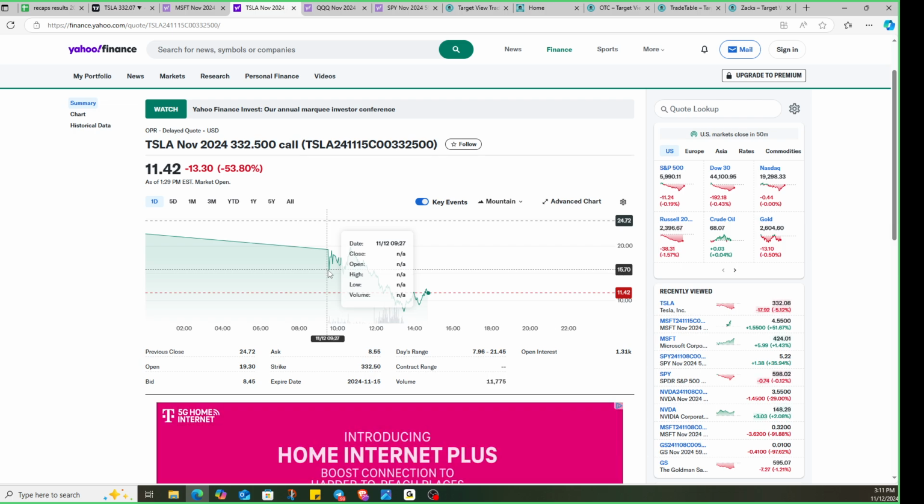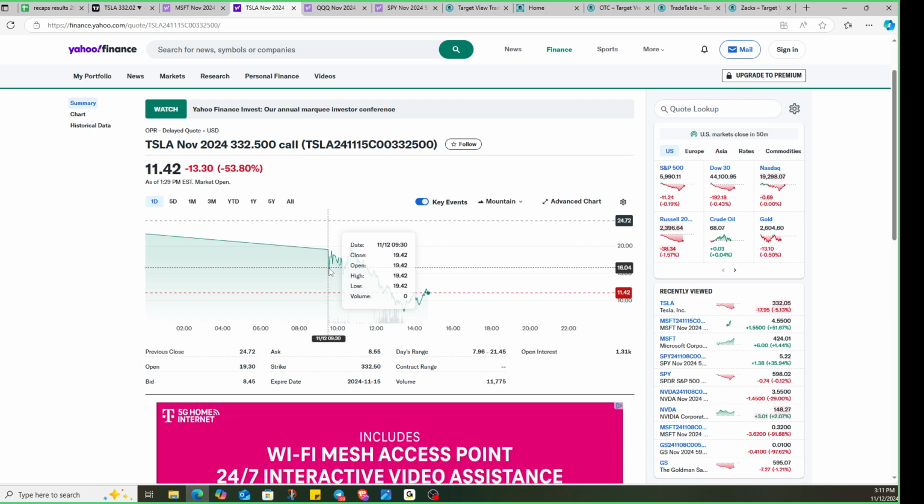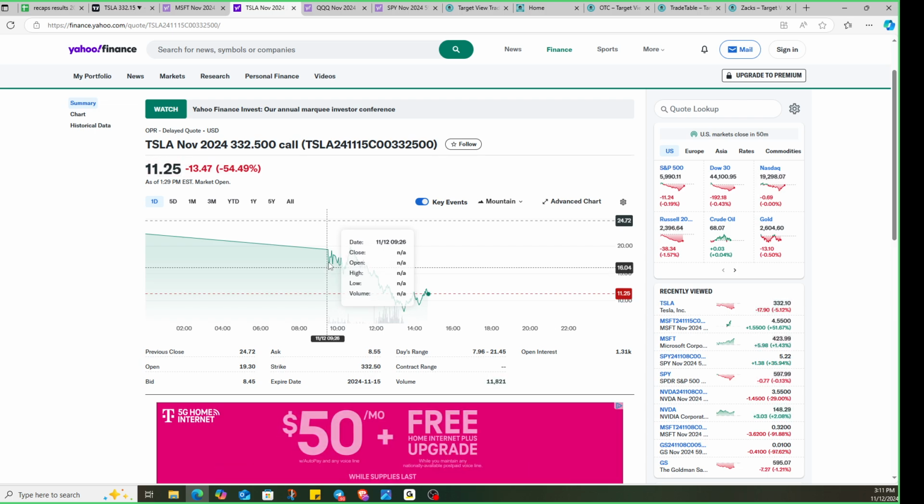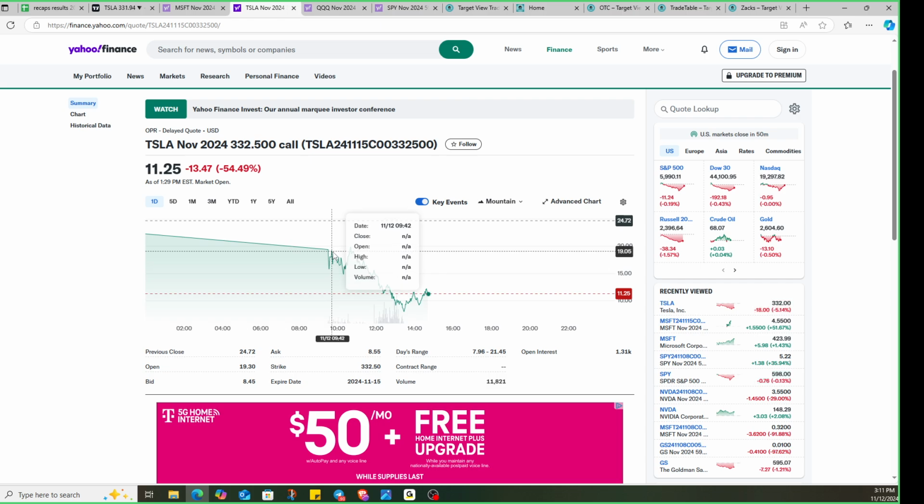The Tesla 332.5 calls at that point were at 1952, and then about 10 minutes later, they were up here. I'm sorry, they were at 1440, and then about 10 minutes later, they were at 1922, I think, maybe even a little higher than that.